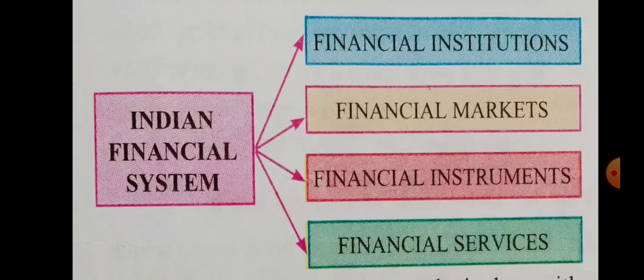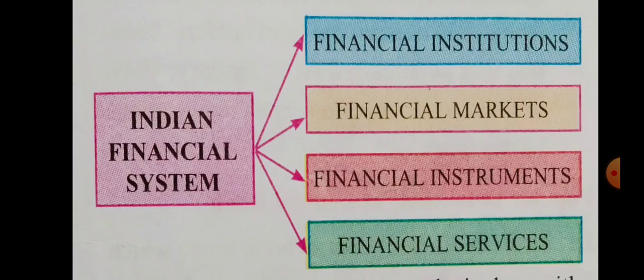Okay, the third component is financial instruments. There are many financial instruments found in the money market and capital market. Let us see what the capital market instruments are: bonds, equity, shares, derivatives, government securities, trade bills, promissory notes. These are capital market instruments. And what are money market instruments? Call or notice money market, treasury bills, commercial papers, certificates of deposit, commercial bills. These are money market instruments.